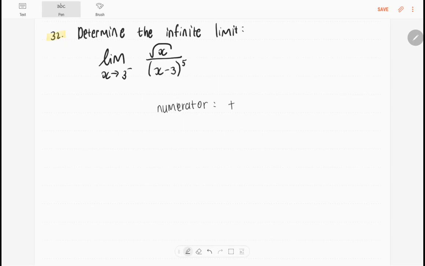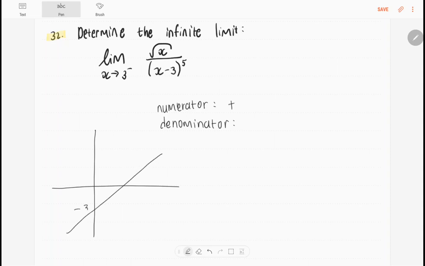Then, if we look at our denominator, we have x minus 3 to the power of 5. So can you see that if x minus 3 to the power 5 is negative, that means that x minus 3 has to be negative. And if x minus 3 to the power 5 is positive, that means x minus 3 has to be positive. So we're just going to look at x minus 3. Let's just quickly draw the graph for the function x minus 3 down here. So it will look like this. It has a y-intercept at minus 3, and then it has an x-intercept at 3.